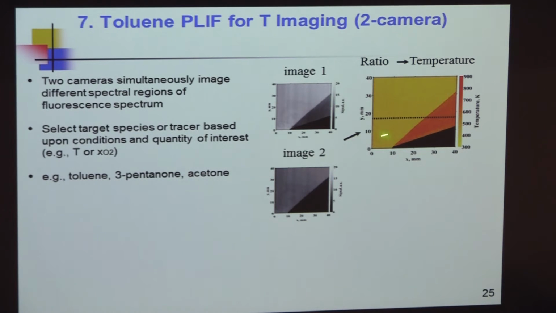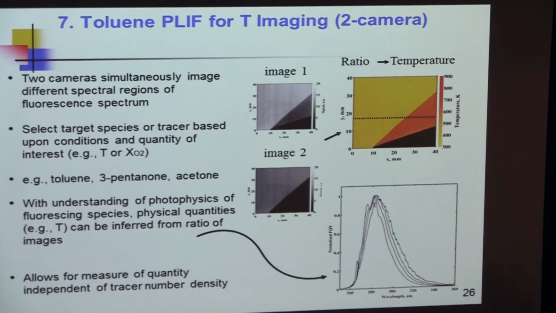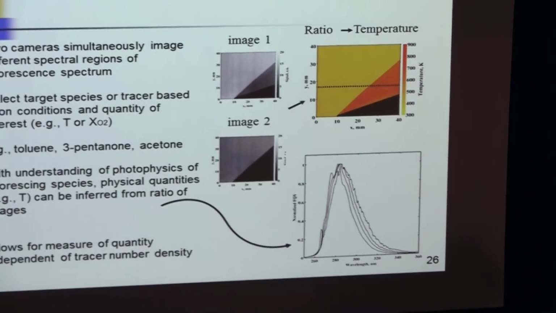So in this flow, the temperature is uniform in this region, temperature is uniform in this region, and only varies slightly along that wall. So it's a calibration picture. Okay, how do we do this?